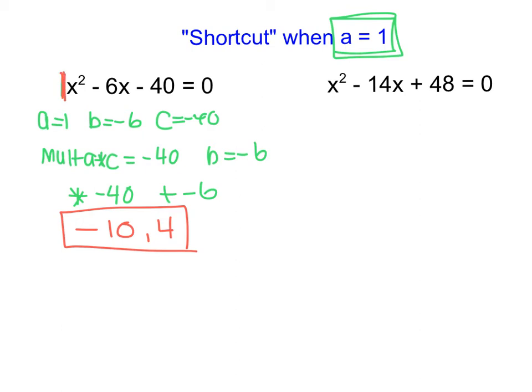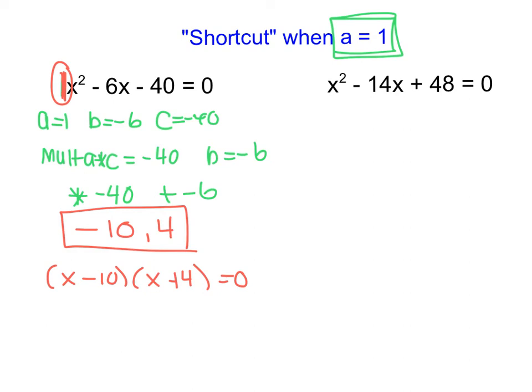Now, because my A value is 1 here, I can use my shortcut for factoring trinomials and change this into x minus 10 times x plus 4 is equal to 0. Remember, this strategy or this shortcut only works when A is equal to 1.